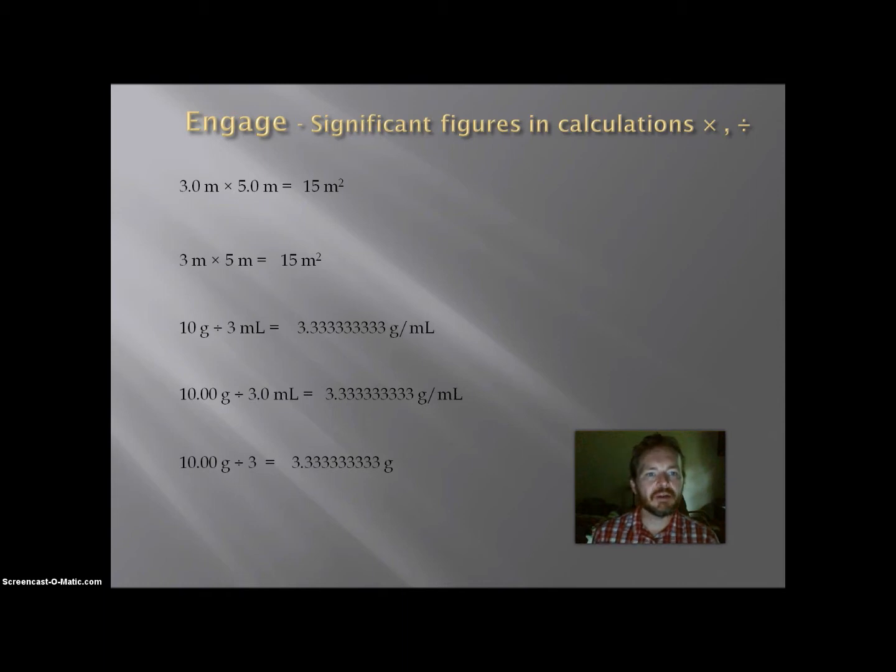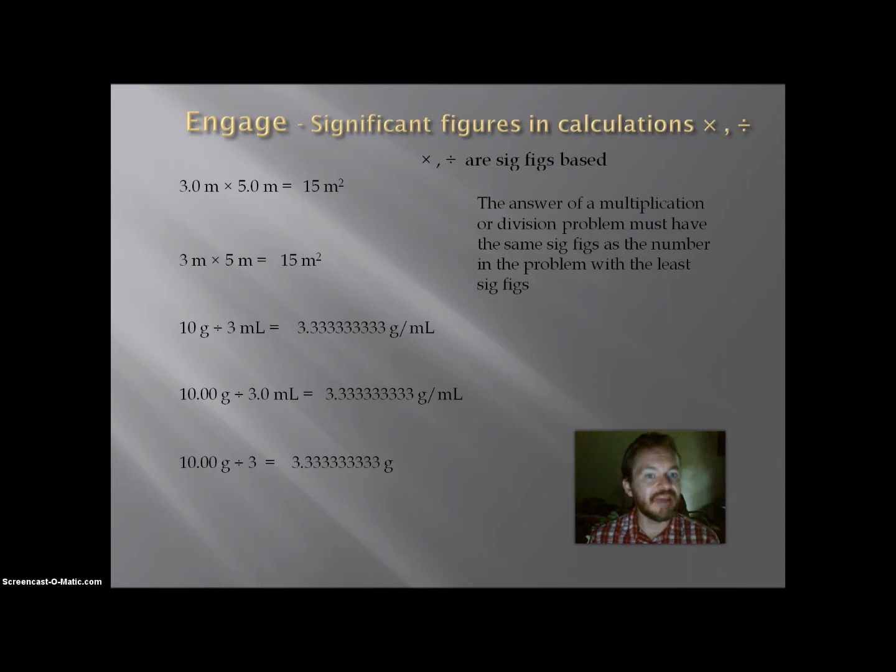But my calculator just looks at math specifically, so it doesn't account for the precision of my measurements. And a good chemist always accounts for the precision of their measurements. So, the rules for multiplication and division are significant figures based. And the rule is, the answer of a multiplication or division problem must have the same sig figs as the number in the problem with the least sig figs. So let's look at our examples in terms of this rule.